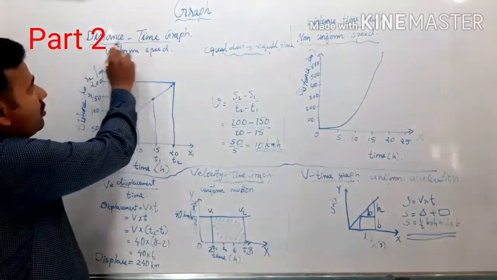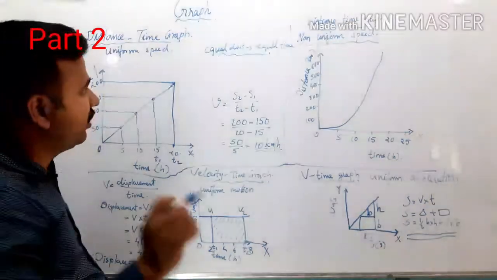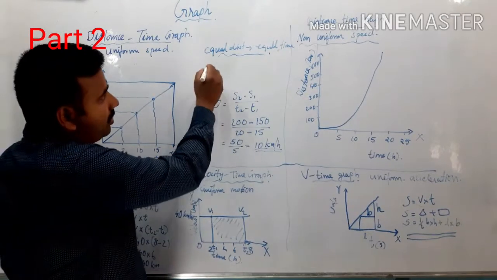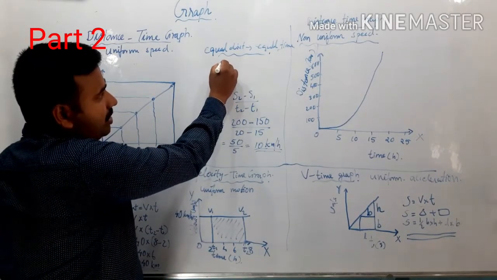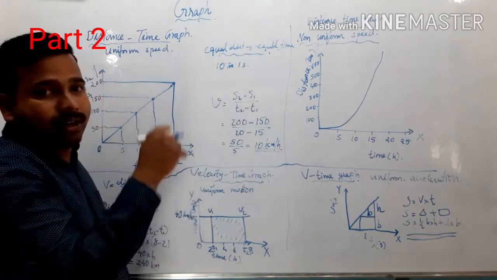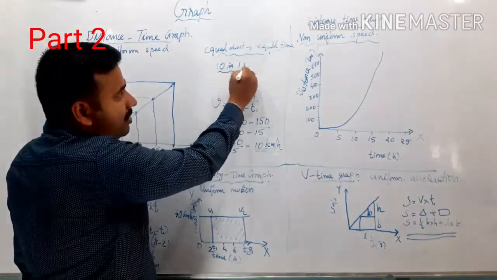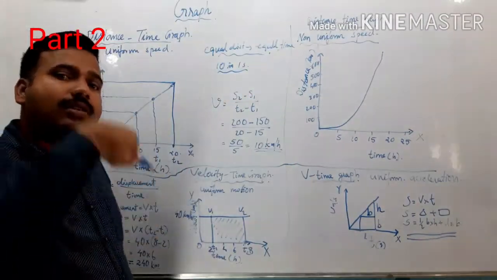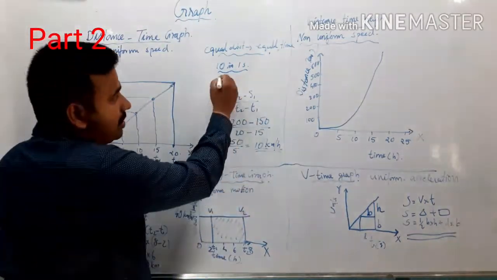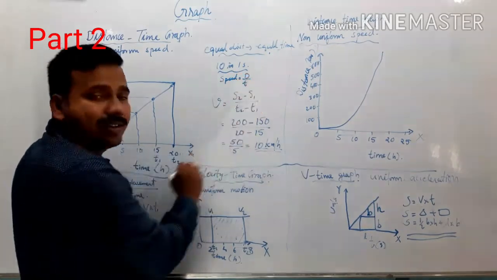In this case, we are going to draw a distance-time graph for an object moving with uniform speed. That means if an object covers, say, 10 meters in 1 second and the next 10 meters in another 1 second, it will cover equal distance in equal intervals of time. So what will be its speed? Speed is equal to distance travelled upon time taken.